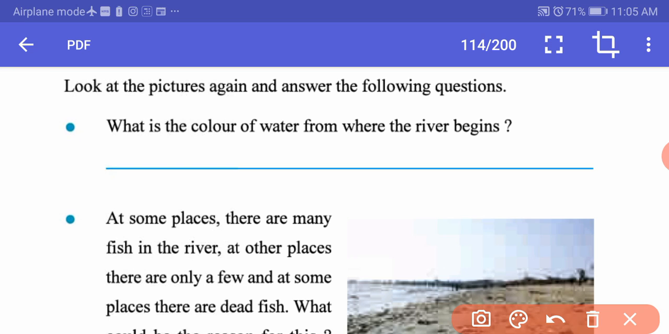answer the following question. What is the color of water from where the river begins? Now the water is colorless, okay? Now due to the sky it may look bluish, okay? But the color of water, if I say, is colorless. So you can write the answer over here. I will be sending you the answers so you can see and write. Either you can write your answer in your own words.